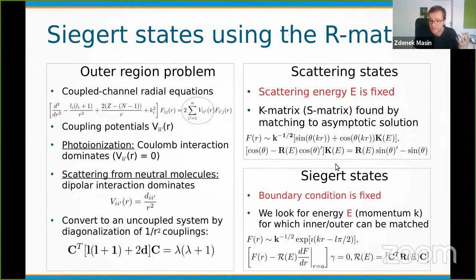Now, when we look for Siegert states, the task is reversed. We know what the boundary conditions are. These are defined by the outgoing wave boundary conditions, so there's no variability here, but we look for a complex energy or complex momentum such that the solution exists, which means that the matching condition of the R matrix has a solution. So it leads to the problem of finding a solution to this matrix equation.